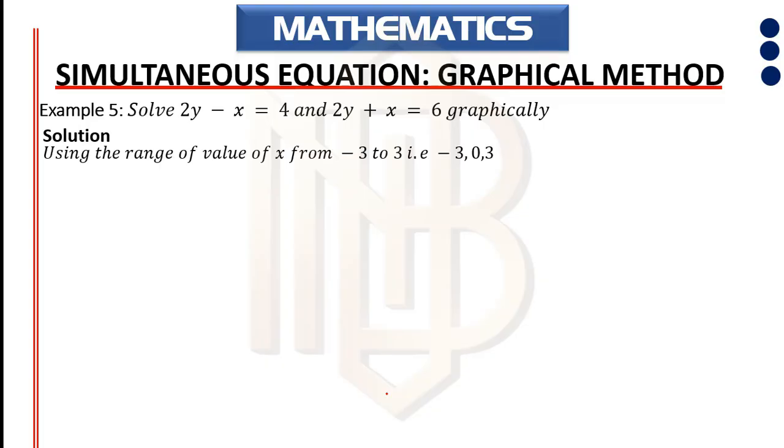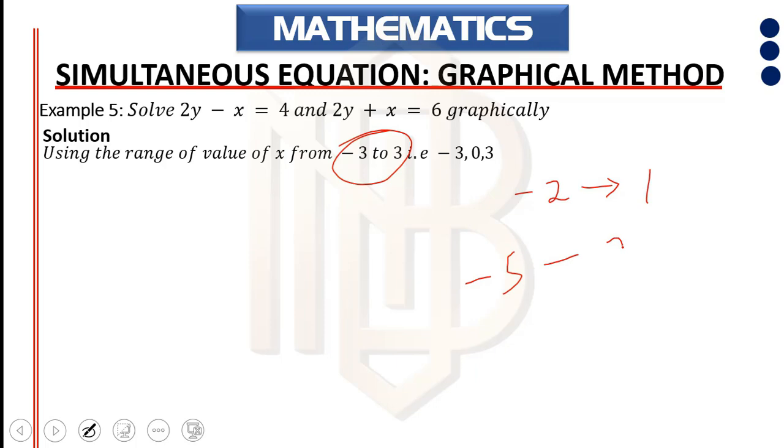So we pick three points. Yes, you can actually pick any value. In this case, I pick -3 to 3, but you can decide to pick from -2 to 1, or even -5 to -2. So at least three points. If you want to make it more than three points, it's fine. But whatever it is, just make sure your range of values includes up to three points.